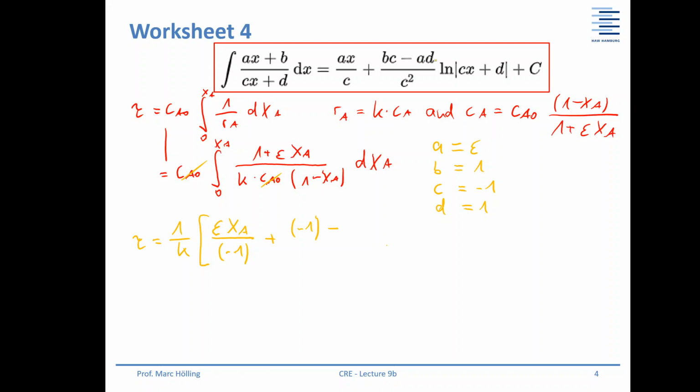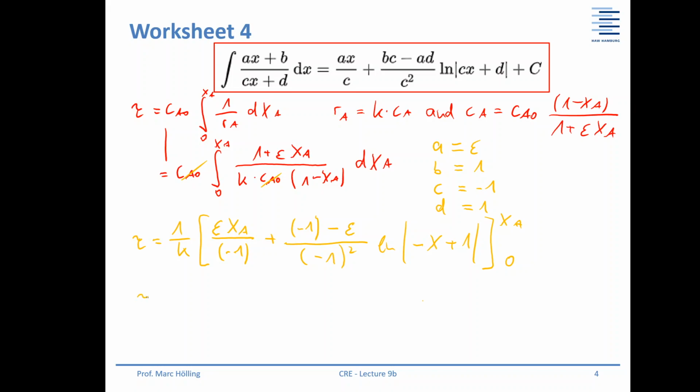Then you have plus B times C, which is minus 1, minus A times D. A is epsilon, D is 1, so minus epsilon over minus 1 squared, so this will become 1, so this will become positive. And then you have your ln of minus x plus 1. And we know our integration limits, so this is xa and this is 0. If you put in 0 for the lower bound of your integral, then the first term cancels out, because here you have xa, and if xa is 0, the first term cancels out. If you put it here, then you have the natural logarithm of 1, and ln 1 is 0, so the terms for a conversion of 0 totally cancel out.